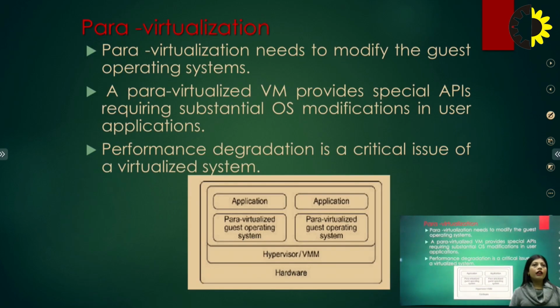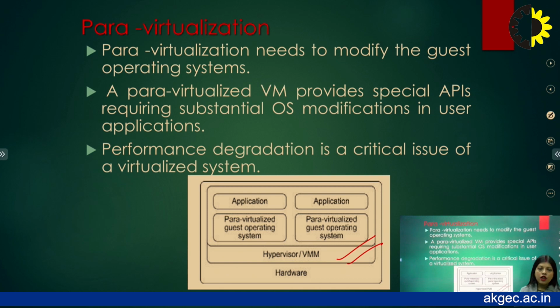Next type is para-virtualization. In para-virtualization, it needs to modify the guest operating system, and the para-virtualized virtual machine provides special APIs requiring substantial OS modifications in user applications, and performance degradation is a critical issue of the virtualized system. So this is the architecture of para-virtualization.